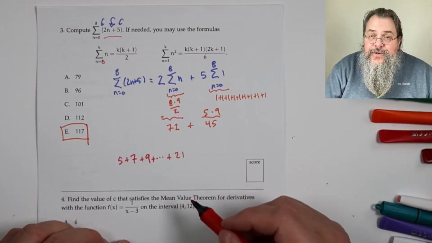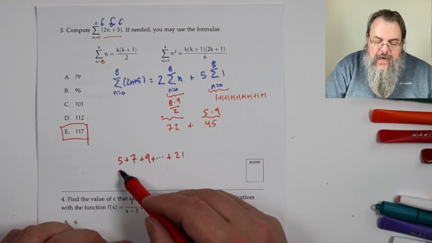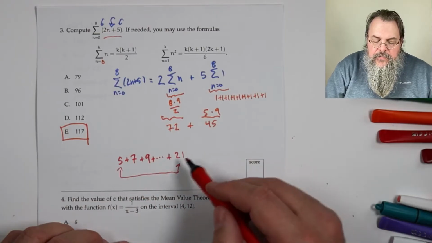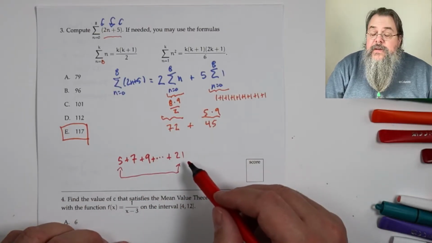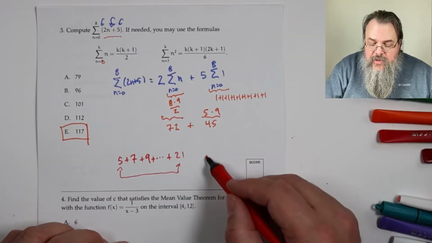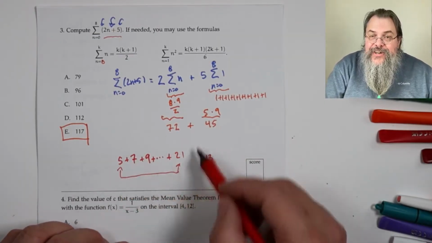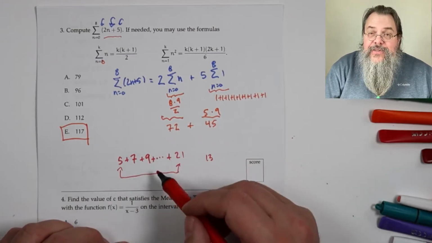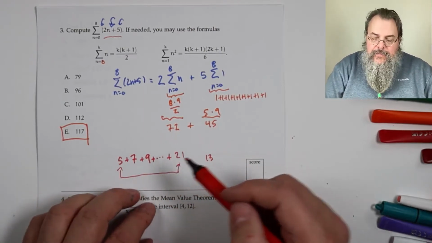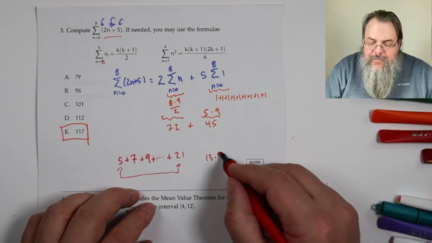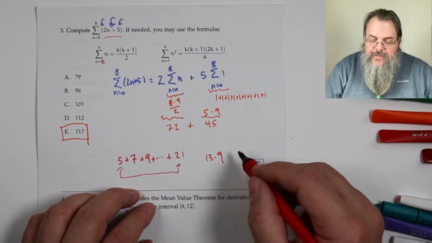Now, here's the fun trick. If you add the ends together and divide by 2, well, 21 plus 5 is 26, divided by 2 is 13. That says, on average, the values are 13. So if we added them all up and divide, well, but how many numbers are there? There's 9 numbers. So what is 13 times 9?